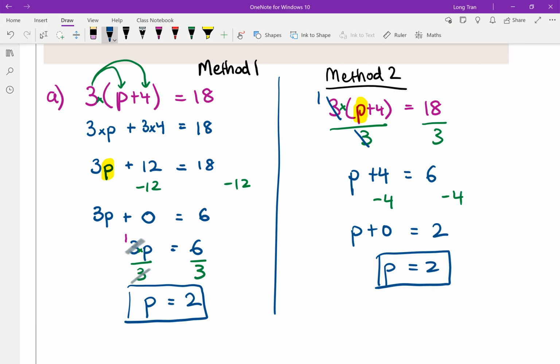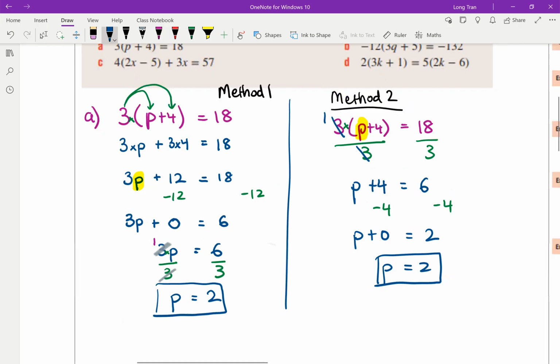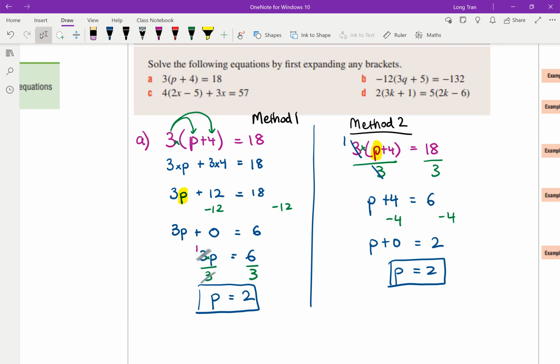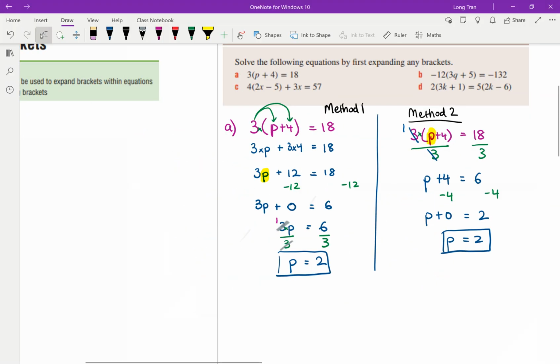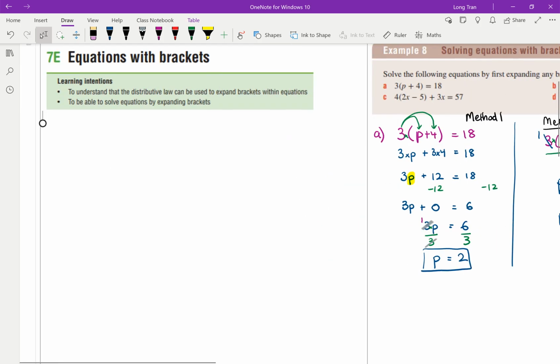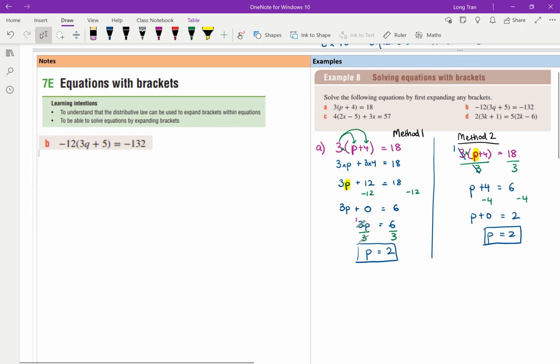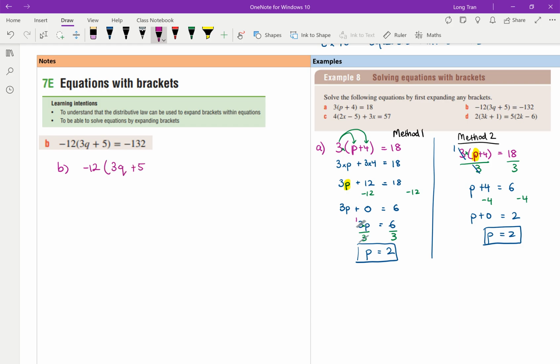Okay, so let's try another one. Here we go. Let's do another example. Let's do B. So B has a negative here. All right, let's do B together. B, you have negative 12 bracket 3q plus 5 is equal to negative 132.